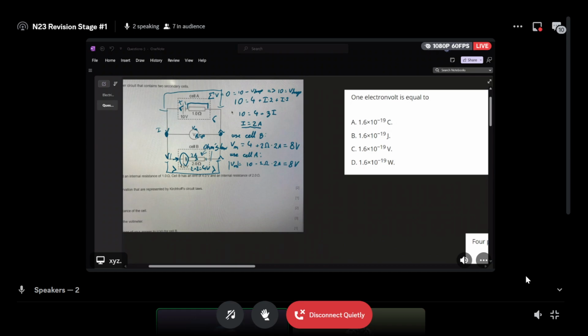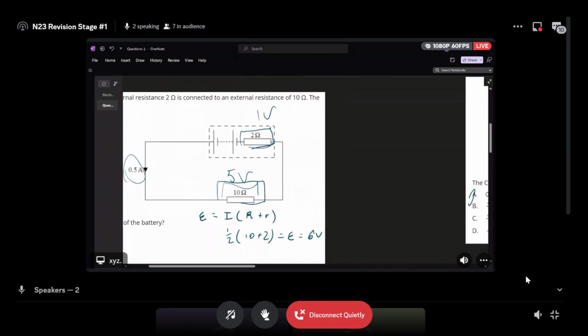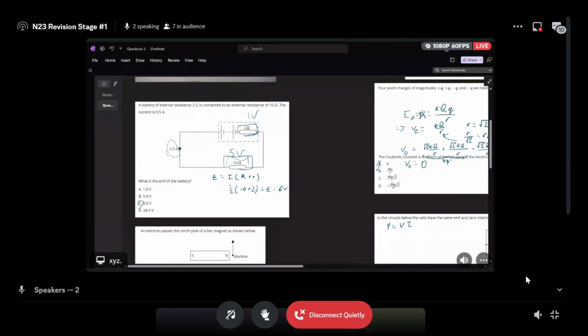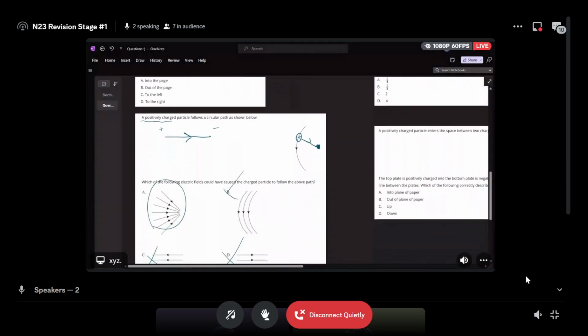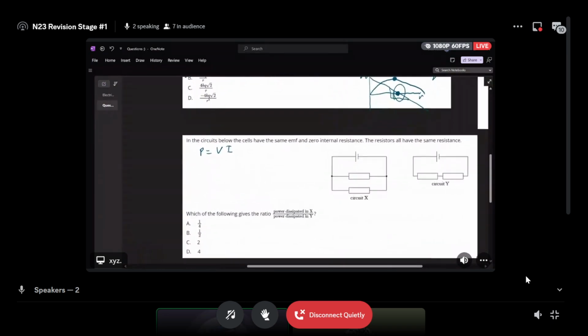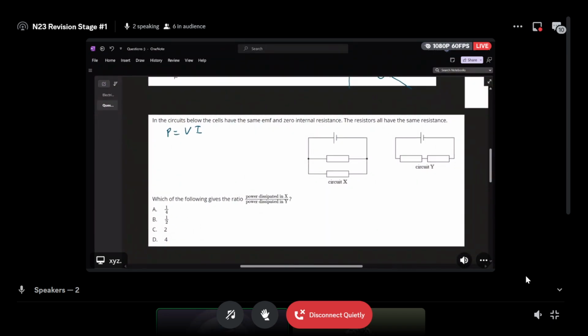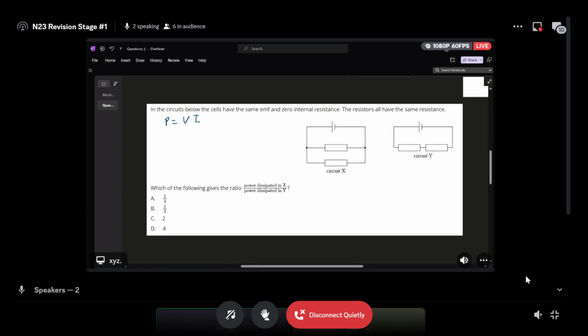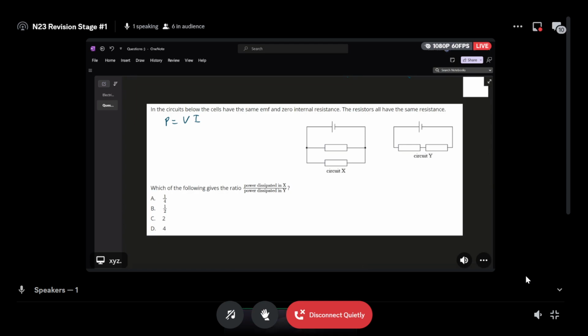Power question time. Where was the power question? Oh, it was here. This is our power equation. So the power dissipated by a component in a circuit is equal to the potential drop across it times the current flowing through it. And the resistors all have the same resistance.